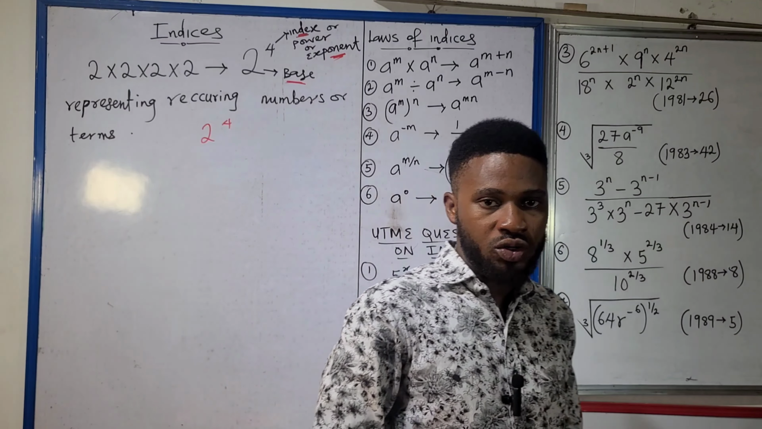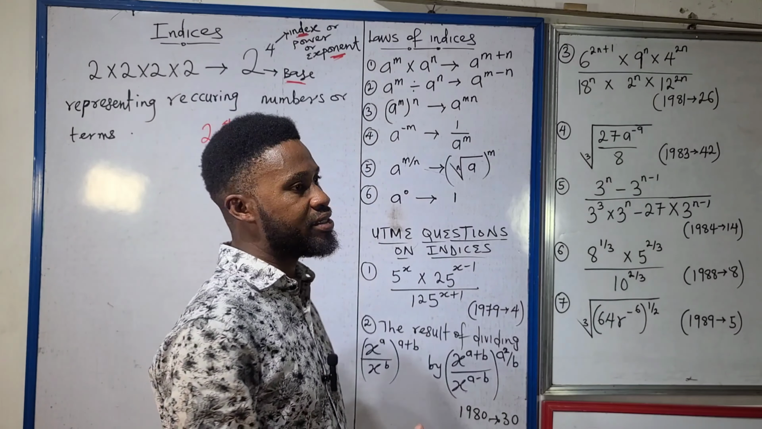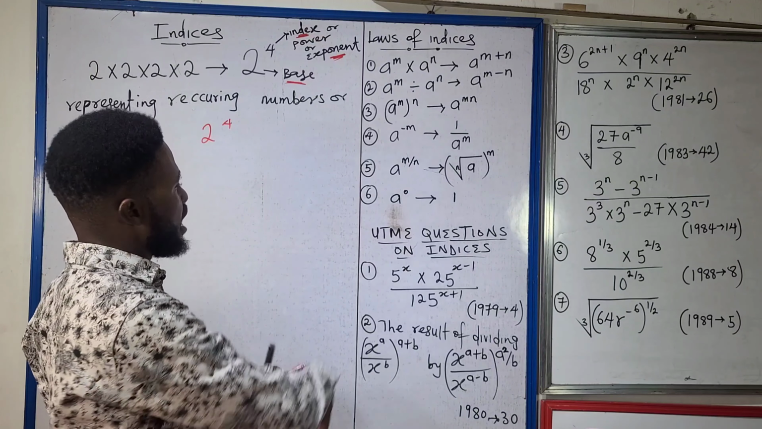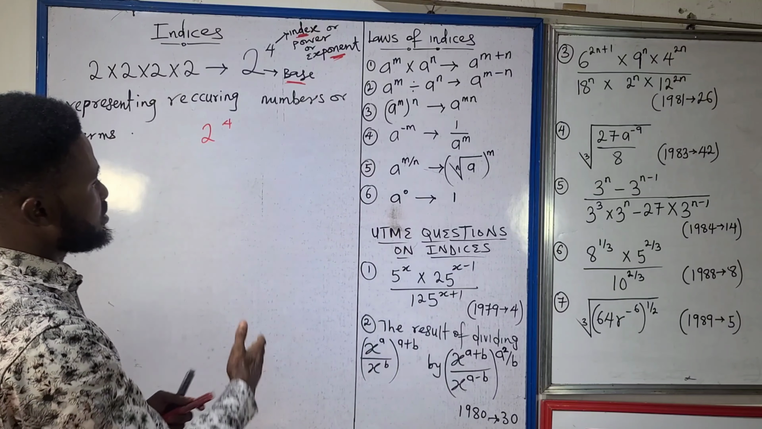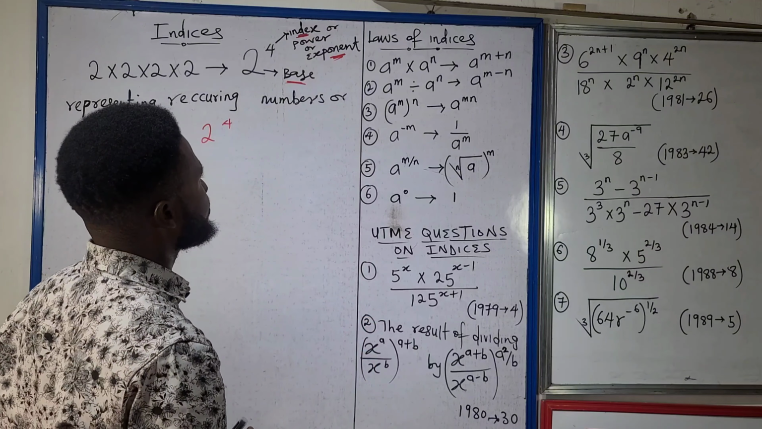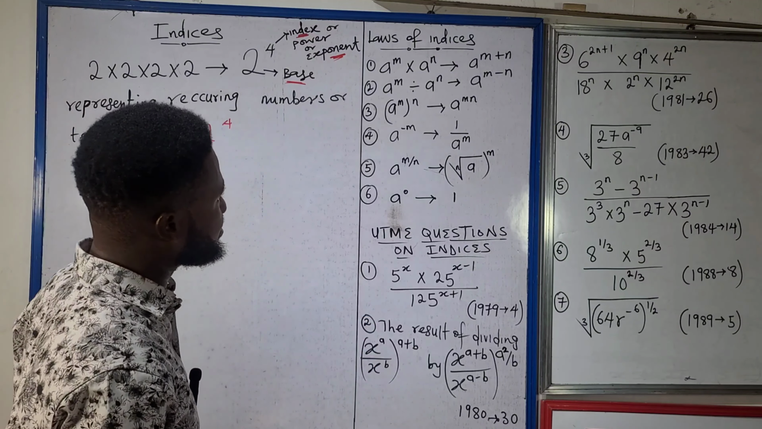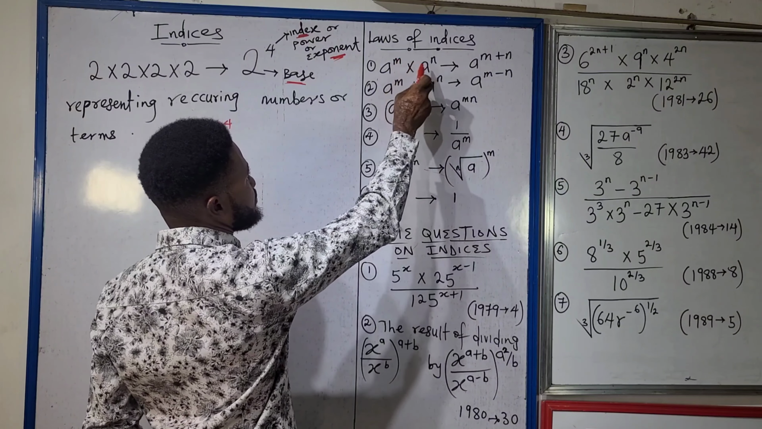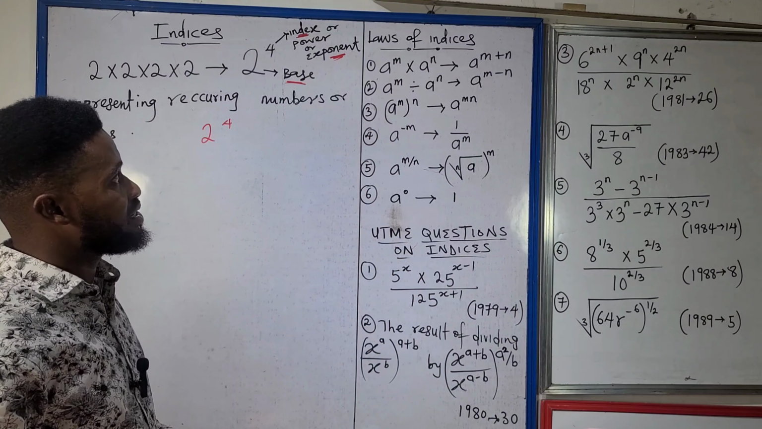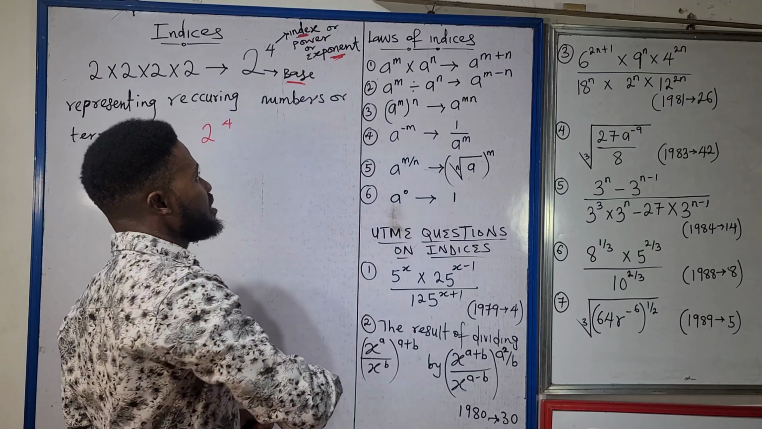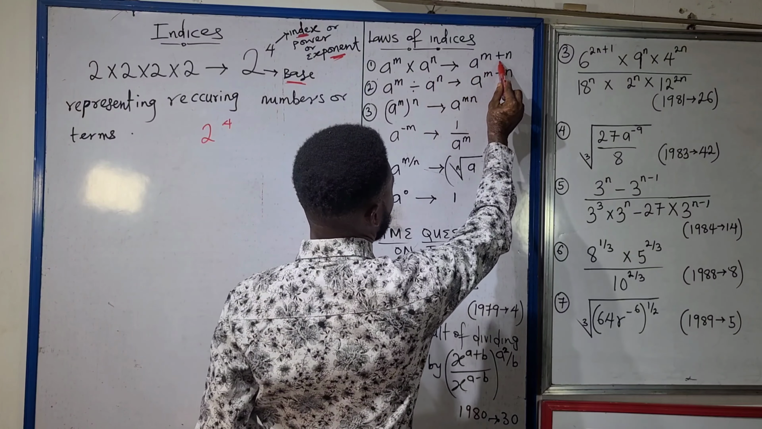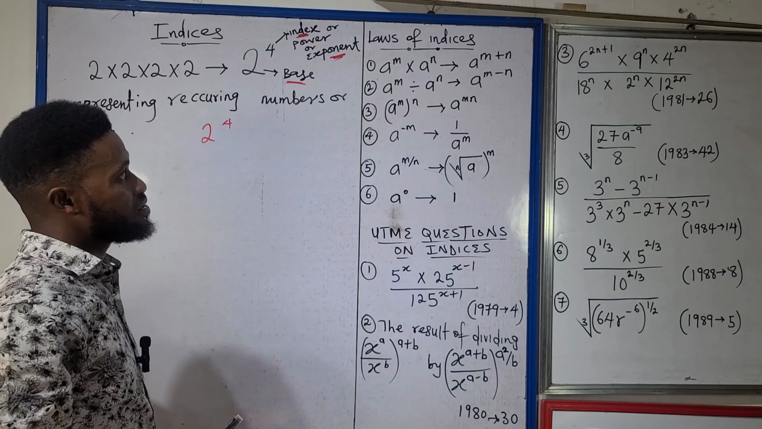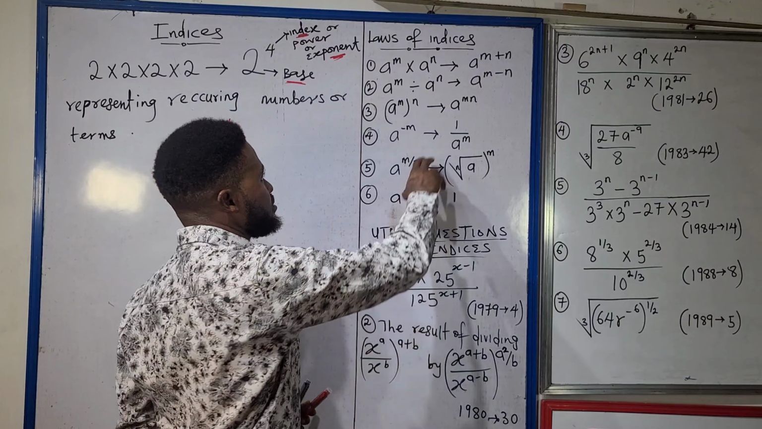However, there are laws that govern indices. There are laws that govern how we deal with indices. And looking at the board, we have about 6 laws. Those are at least the basic ones. The first one is the multiplication law, which states that if we have the same base, irrespective of what the index or the exponent or the power is, multiplying each other, we are going to add. If we are dividing terms with the same base, then we are going to subtract the index.